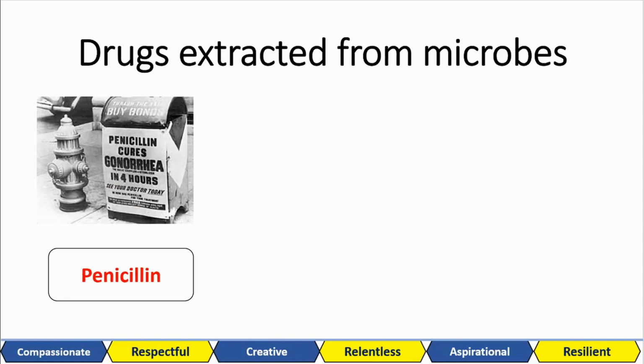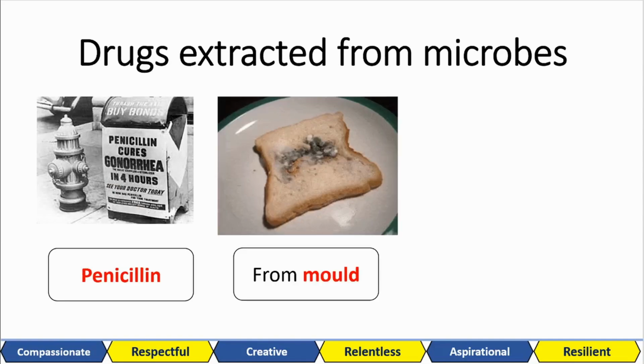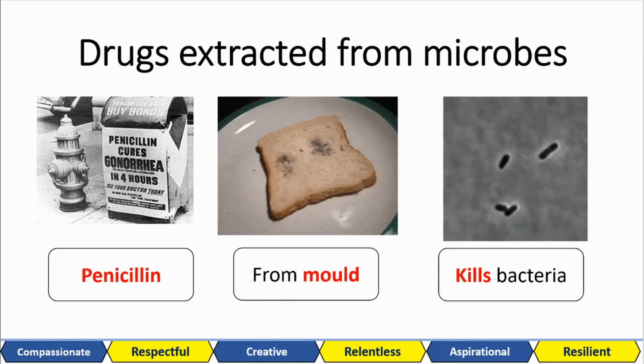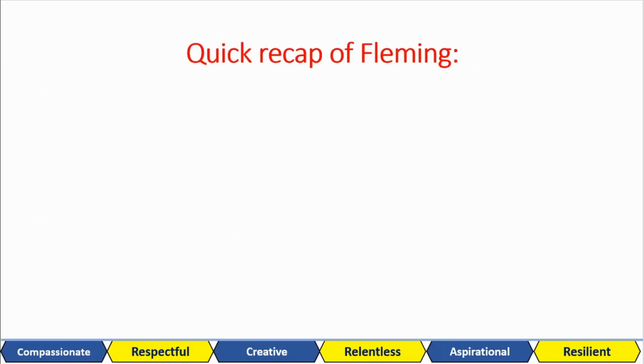Finally, as we saw in the previous video, penicillin comes from a fungus, but you can also call it a mold. And it kills bacteria. Before we look at how modern day drugs are developed, let's recap what Alexander Fleming actually did.